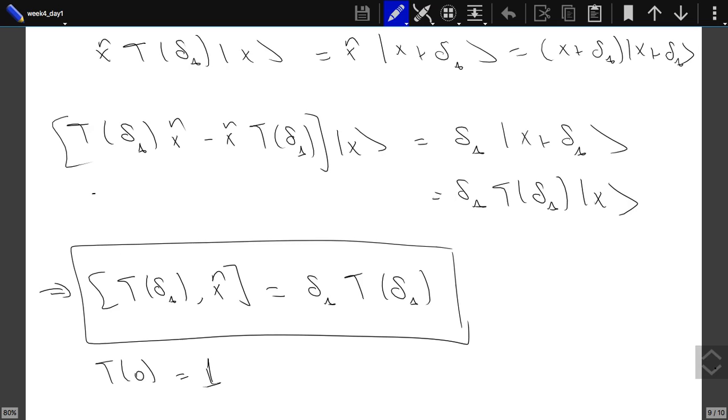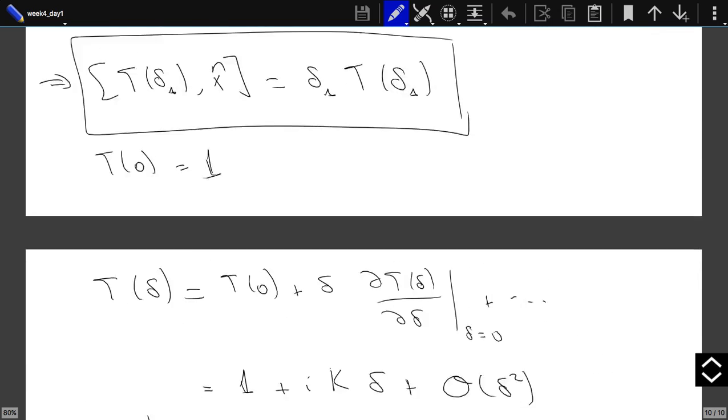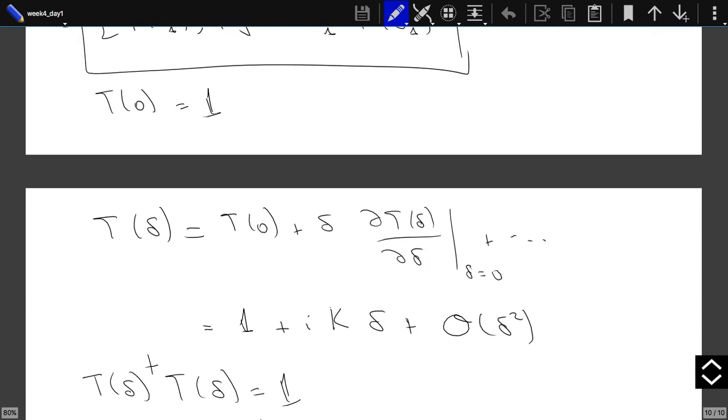And then we were looking at, so what is this operator? To look at that, we made a Taylor expansion. We already know that no translation is just the identity operator. It doesn't change our ket. So when delta is equal to 0, the operator should be 1. And we just make a Taylor expansion. There's a linear term, a second order term, etc. You have all these expansion terms.